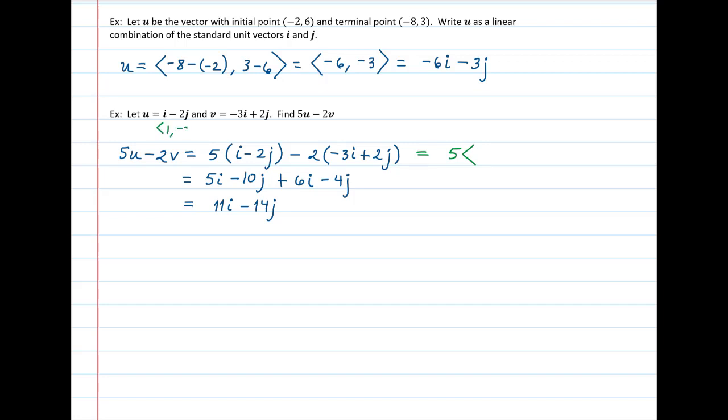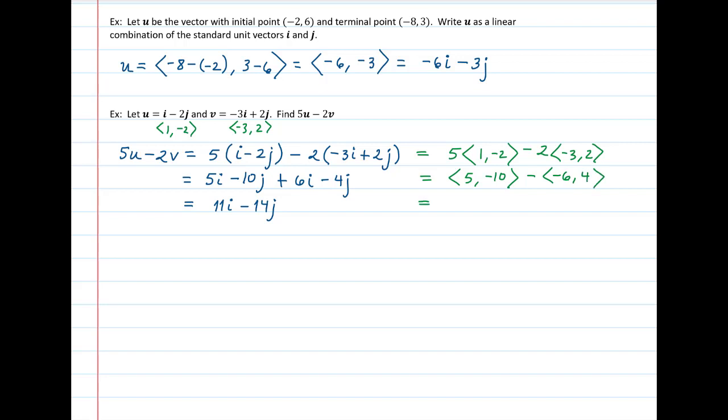Just like we did previously on the example with vector addition. Now, just to show you that it's the same thing as if we had done this in component form, we can write u and v in component form, right? Instead of having the i's and j's, I just have in triangular brackets 1, -2, and for v, I have -3, 2.